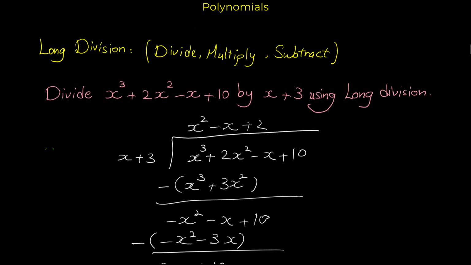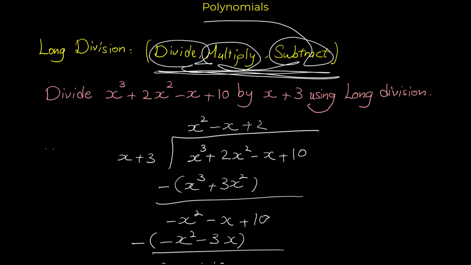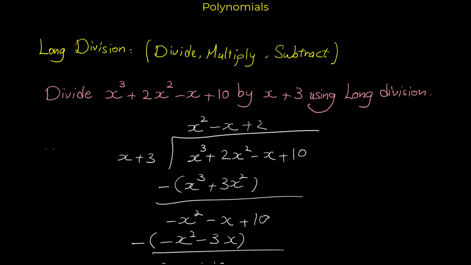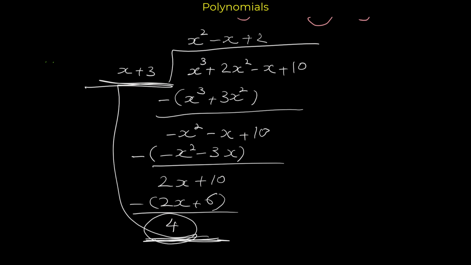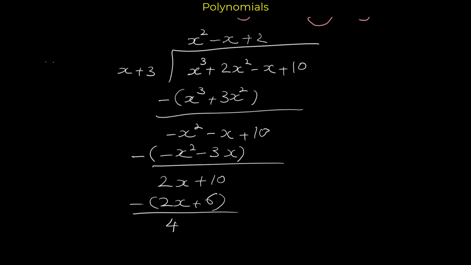We have to divide, then multiply, then subtract, back to the beginning, divide, multiply, subtract, and so on. When we stop? Please pay attention, when the degree of the remainder is less than the divisor, we have to stop, because we cannot continue. Here we don't have any more x to divide by x, so of course we cannot continue.